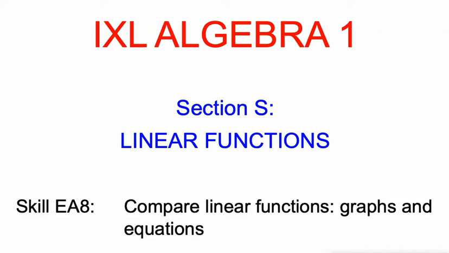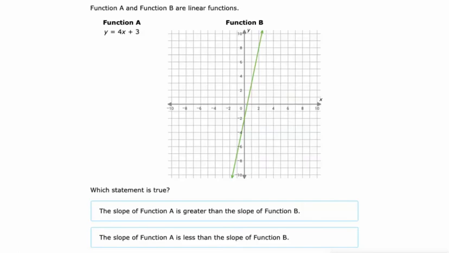This is part of section S of IXL's Algebra 1 skills. Here's the gist of it. We're going to be given an equation and a function graph, and we have to determine which of these statements are true. They're both talking about the slopes of function A and function B. So slopes. All right, the slope of function A is 4.